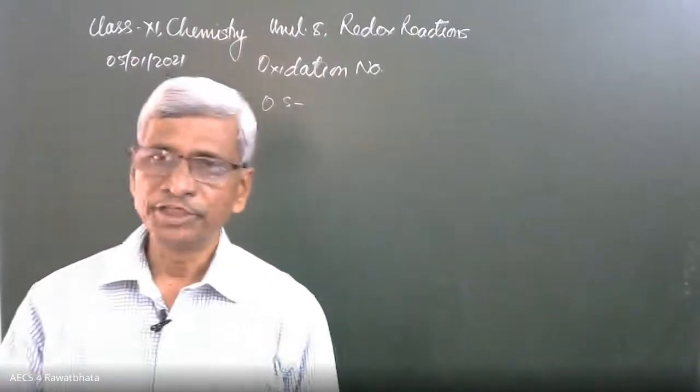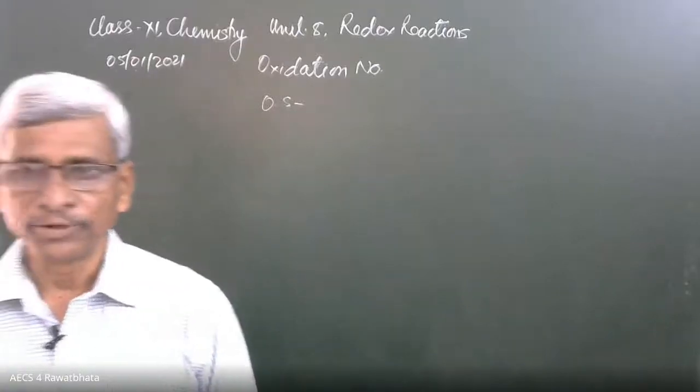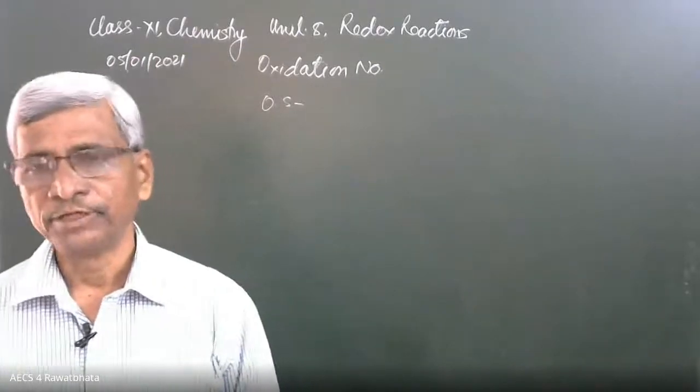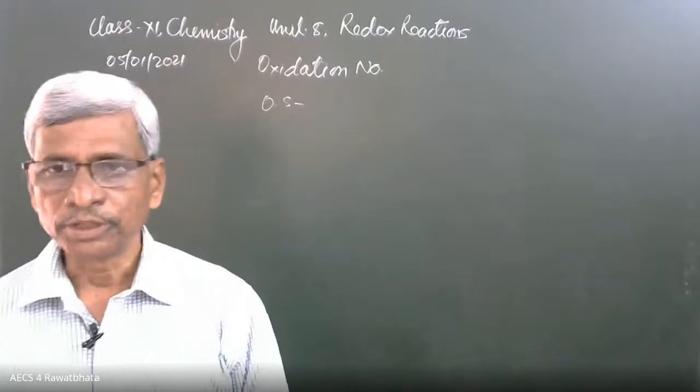And group 17 elements in common compounds show oxidation state -1, whereas they also show positive oxidation states.